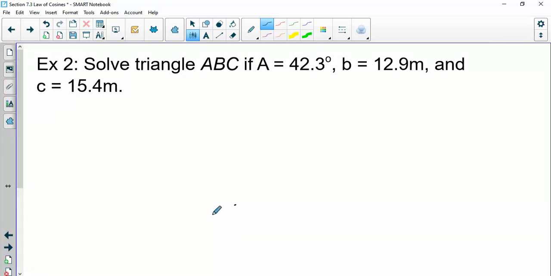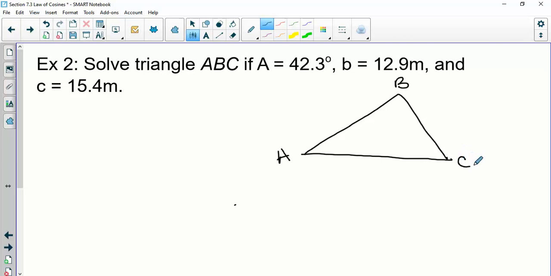So, solve triangle ABC, which means find everything. So if I draw a picture. Angle A is 42.3 degrees. Side B is 12.9 meters. Side C is 15.4. So my given information, I gave you the side, angle, side.